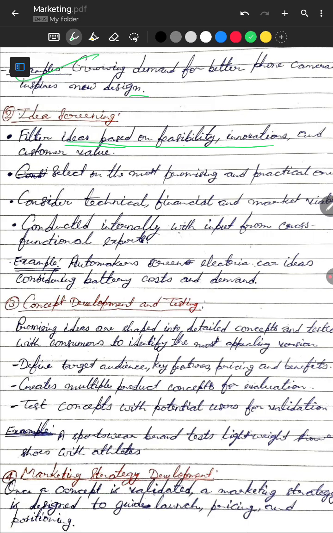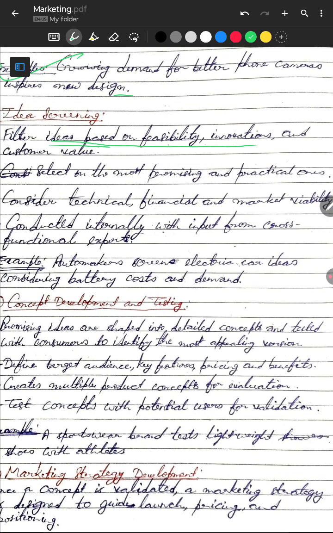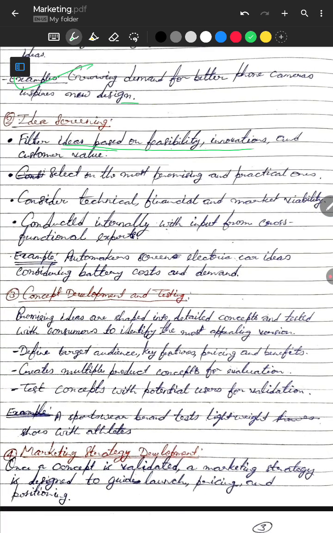Now, how can we select the idea? We select the most promising and practical ones, meaning we have to select the most promising ideas, and those ideas should be practical. Consider technical, financial, and market viability. Idea screening should be conducted internally with input from cross-functional experts.